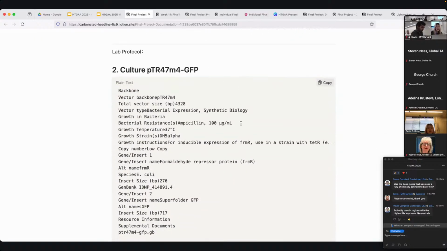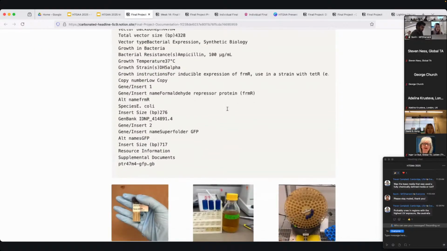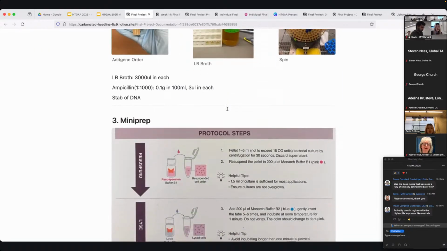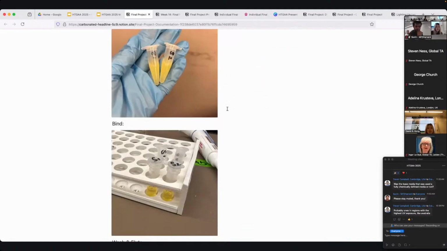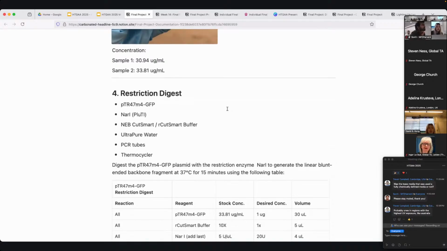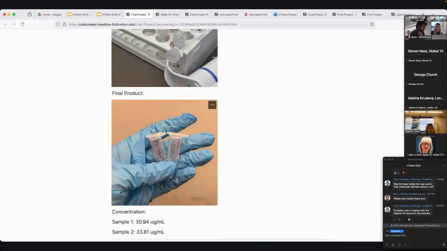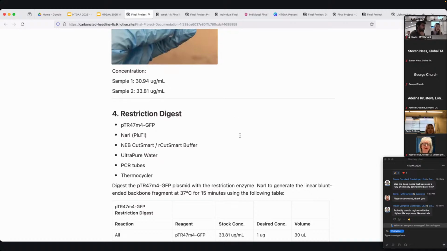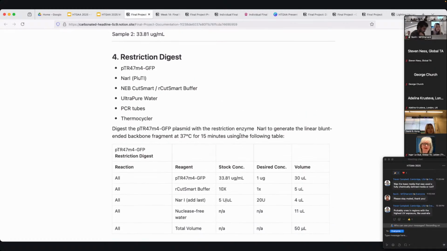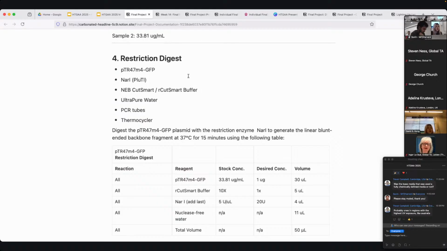Moving to the lab protocol, I first cultured the plasmid from Addgene, and then I miniprepped it. And I finally got these two samples, which have slight differences in terms of concentrations. I then ran a restriction digest with the plasmid. Because we forgot to order the enzyme that I needed, I had to find another enzyme that's the closest to the current location, which is FnuRI.